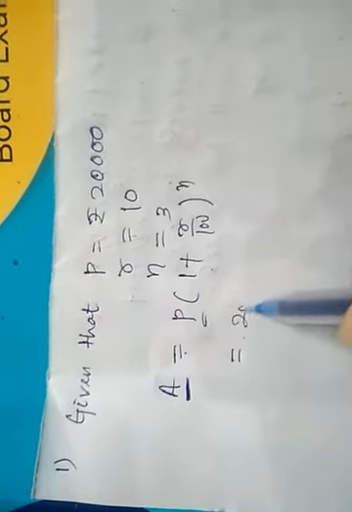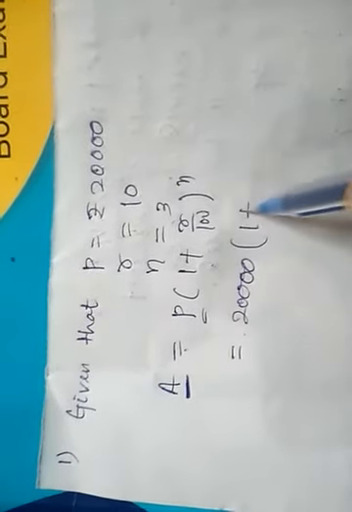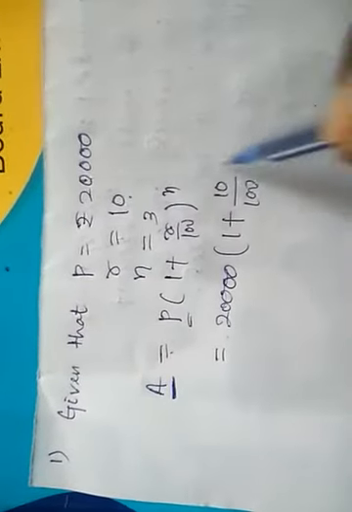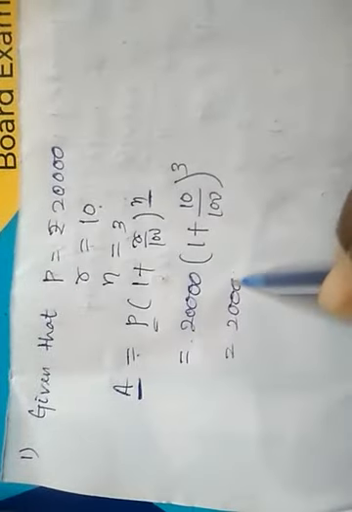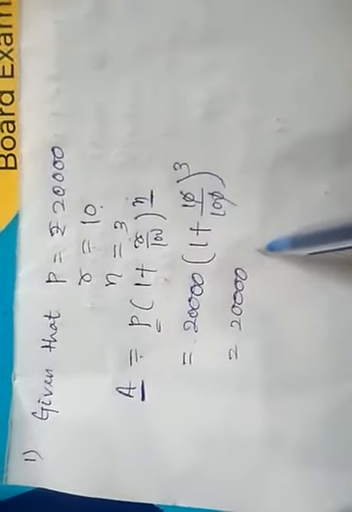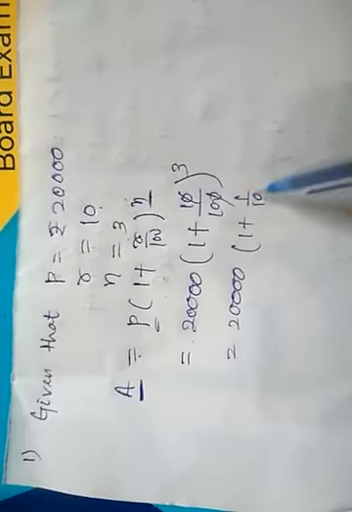What is P? You write here 20,000. 1 plus, what is R? That is 10 by 100. What is the n? Write here 3. So 20,000, here 1 0 cancel. Then 1 plus 1 by 10 raised to the power 3.